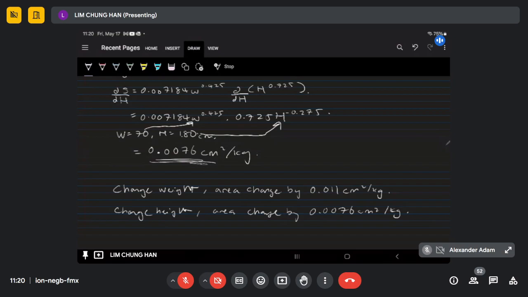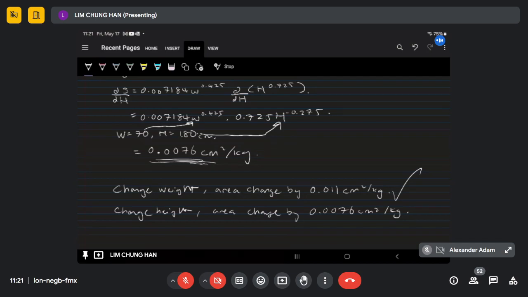Okay, so what is the question just now? If I want to make the skin grow faster, do I want to change the weight or to change the height to get an area change bigger? Which area change is bigger? Weight or height? That gives you a bigger change in area, the weight.